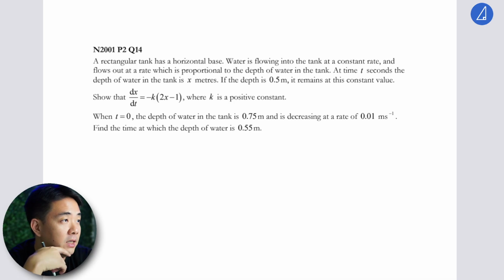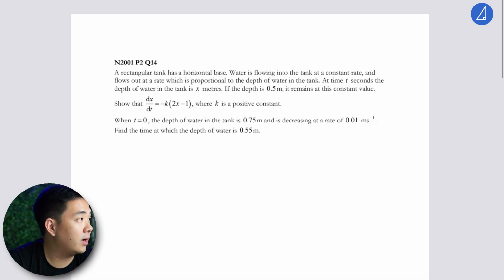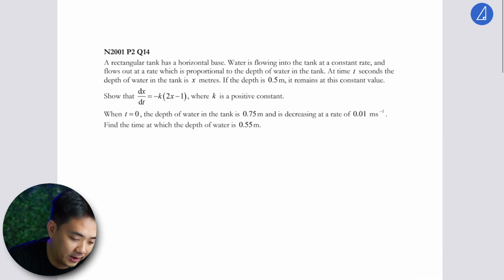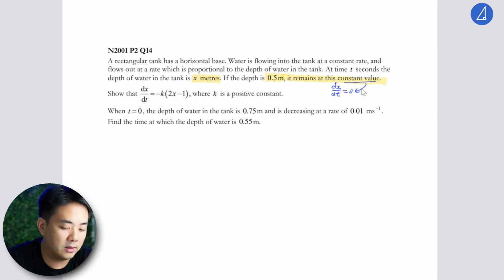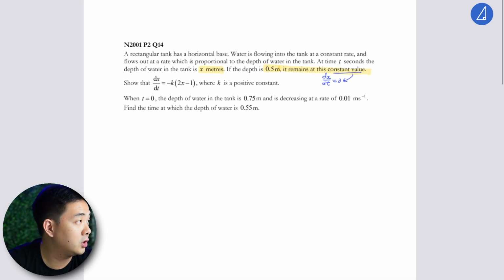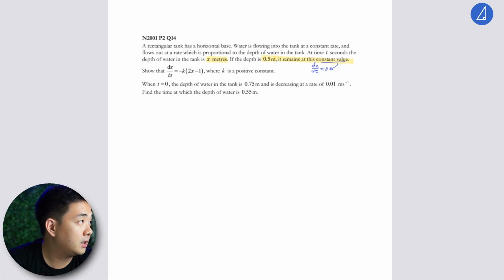At a time t seconds, the depth of the water in the tank is x meters. If the depth is 0.5 meter, it remains at a constant value, meaning dx/dt is not changing. Constant value just means that it's not changing, the rate of change is 0. Show that dx/dt is equal to negative k2x minus... So I think it's pretty okay.